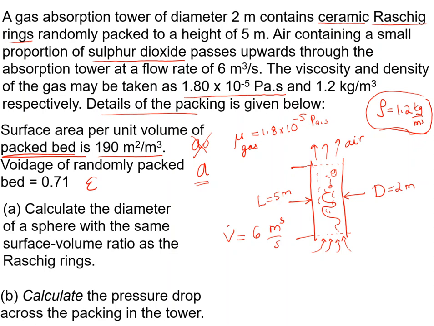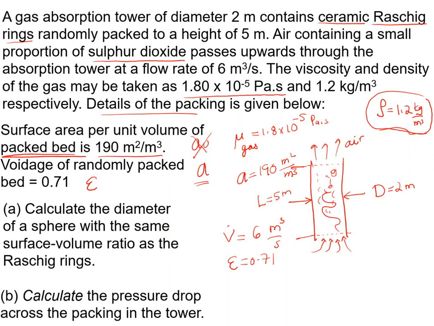So in addition to those details here, he is telling you that A is equal to 190 meters square per meter cube, and also that epsilon is equal to 0.71. So this is all the information in the problem. Now what is required?